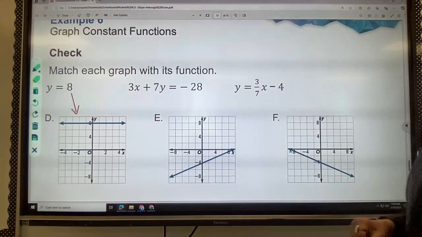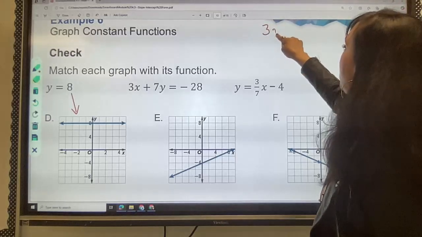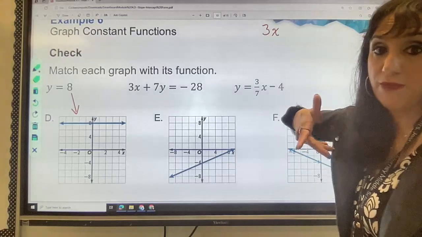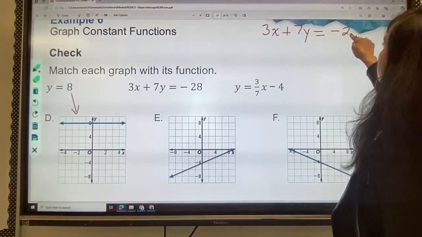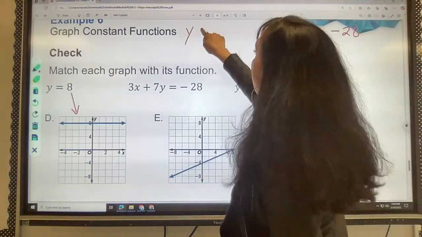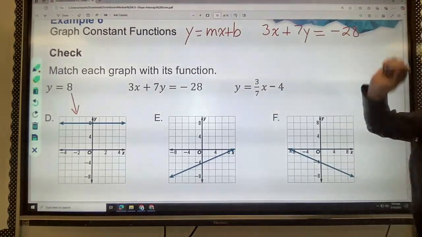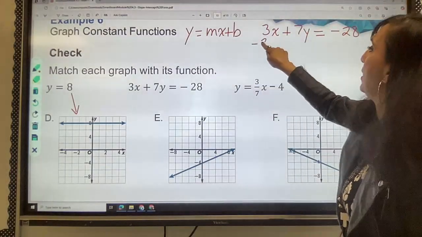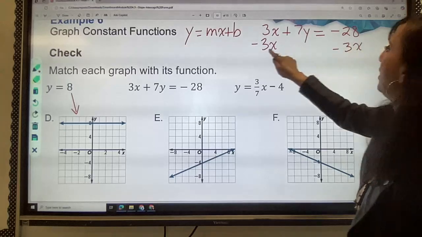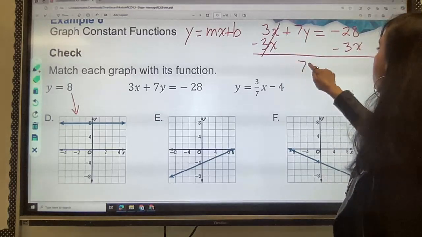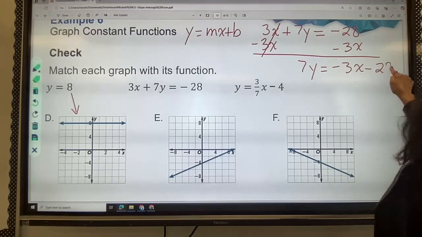Now, let's look at the next one. It's saying 3x plus 7y is equal to -28. So what I'm trying to do is put it in the y is equal to mx plus b format, the slope-intercept form. I have got to move the 3x to the other side. So minus 3x; whatever I do on one side, I do the same thing on the other side. And so I am left with 7y is equal to -3x minus 28.